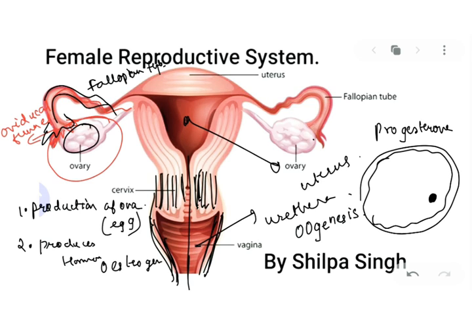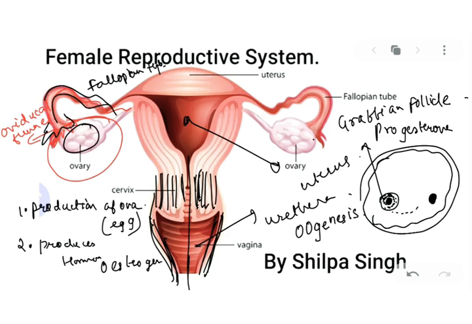Clear? So this egg is produced, but my dear kids, this egg is immature. Now it will get mature. While getting mature, it will cover itself with a follicle, and with growing maturity this follicle will become bulgy with a fluid inside, and that will be called as Graafian follicle.